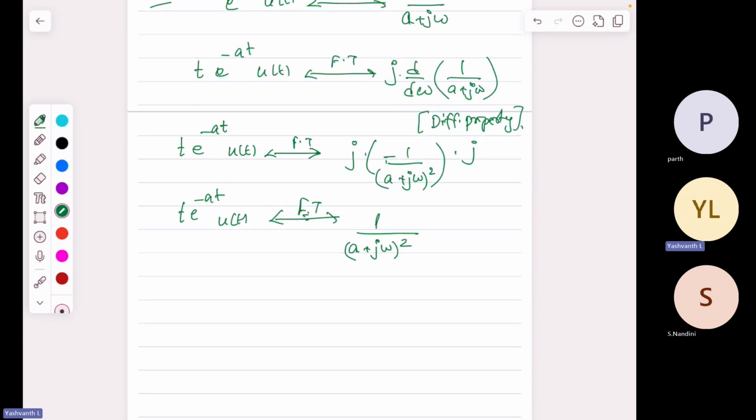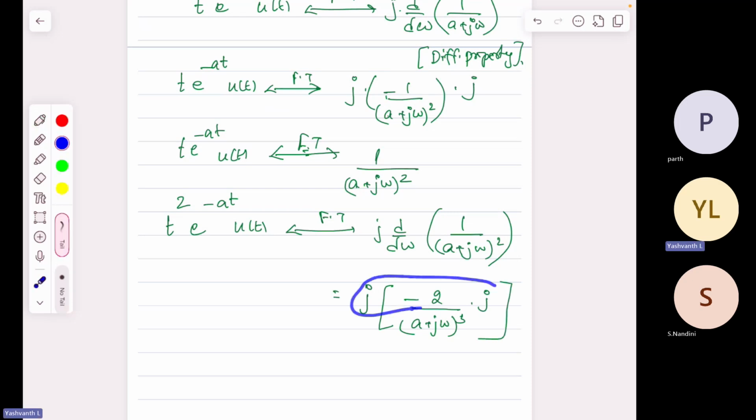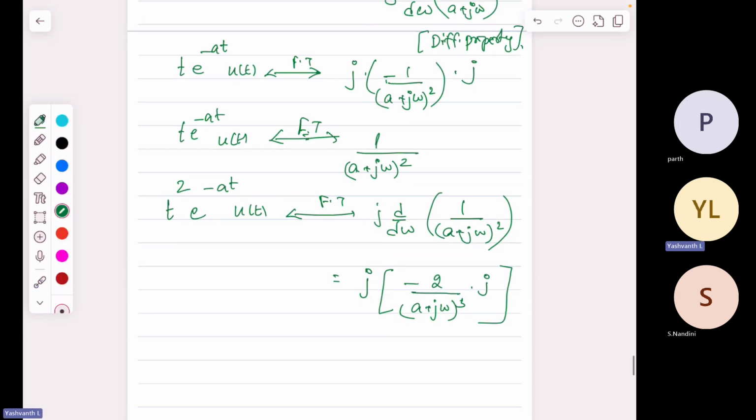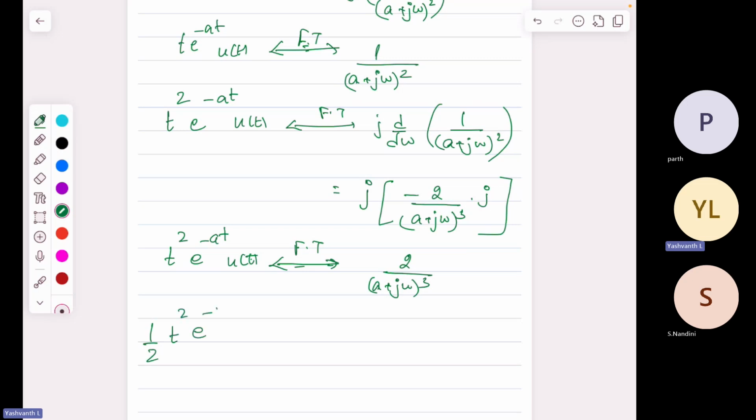Now again apply differentiation property. T square into e power minus at u of t will have the Fourier transform j into d by d omega of 1 by a plus j omega the whole square. This is again, let's do it. That is j into minus 2 by a plus j omega the whole cube into j. So that's nothing but you have minus 2j square, which is equal to plus 2, which is equal to 2 by a plus j omega cube. Or in other words, this is a Fourier transform of t square into e power minus at u of t. Or by linearity property, half into t square into e power minus at u of t will have the Fourier transform 1 by a plus j omega whole cube.